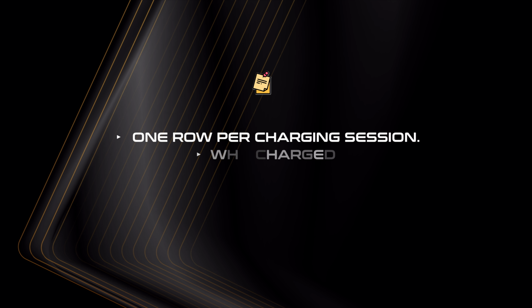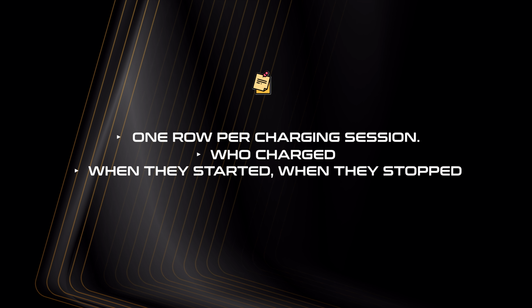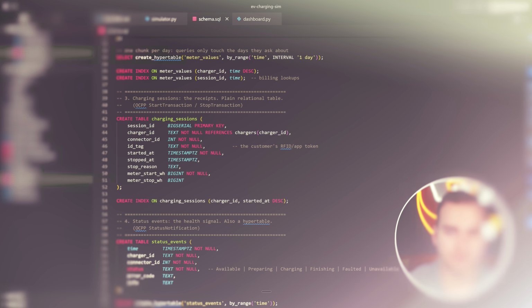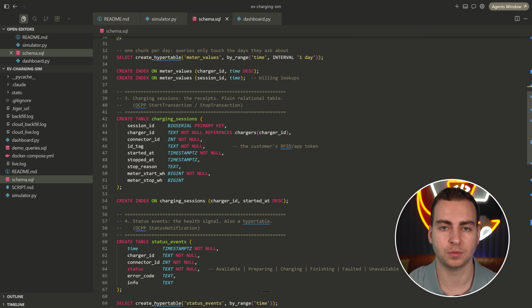Now table 2 is the charging sessions, and this is the one that includes all of the billing data. So it's one row per charging session. So who charged, when they started, when they stopped, how much energy they used, and then what they're actually going to get billed for. And look, this is a completely standard normal Postgres table.